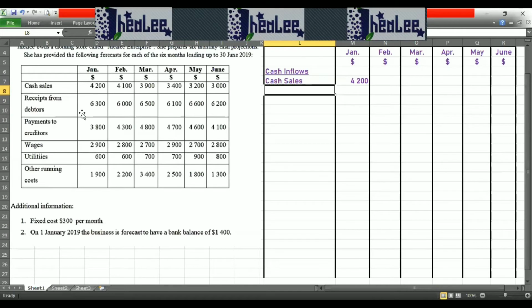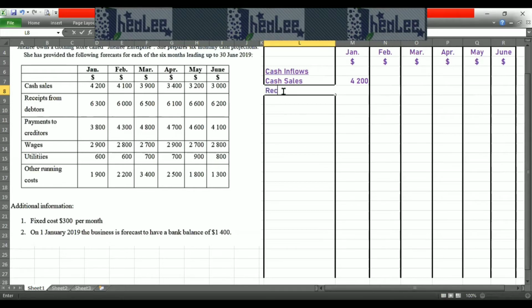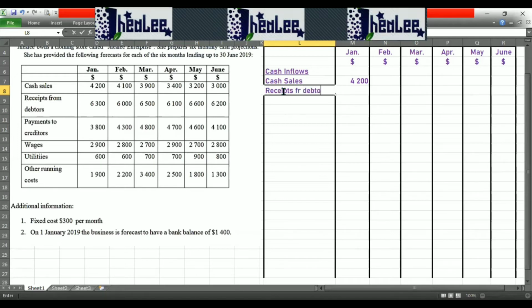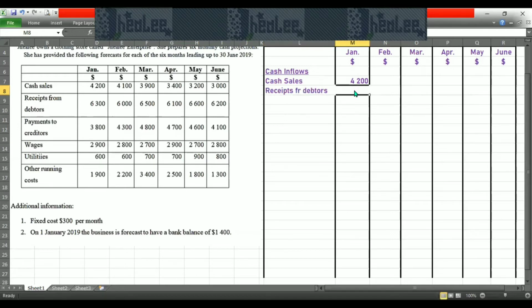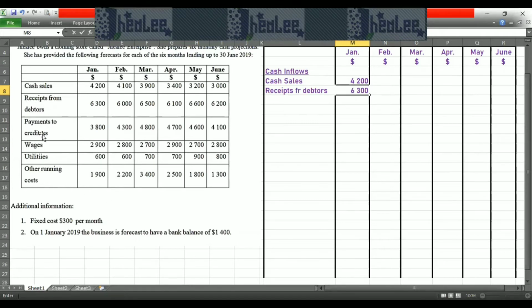What else causes an inflow of cash? What would be a receipt of cash? The next item, receipts from debtors. So that is also an inflow of cash. So that is listed under inflows, that is receipts from debtors. And the value that they project to receive from debtors is $6,300. Scanning the question to see if there is any other receipt.